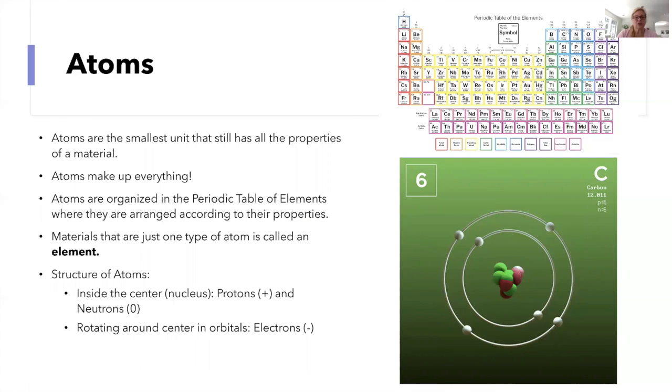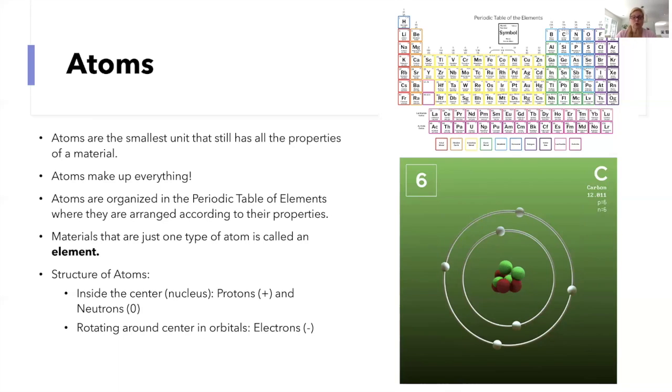Materials that are just one type of atom are called an element. And the structure of the atoms is very important. That's what you made when you designed your atoms. Inside the center, you put the protons and the neutrons, the green and red there to the right. Those are the protons and neutrons. Protons have a positive charge. Neutrons have a neutral or no charge, you could say.